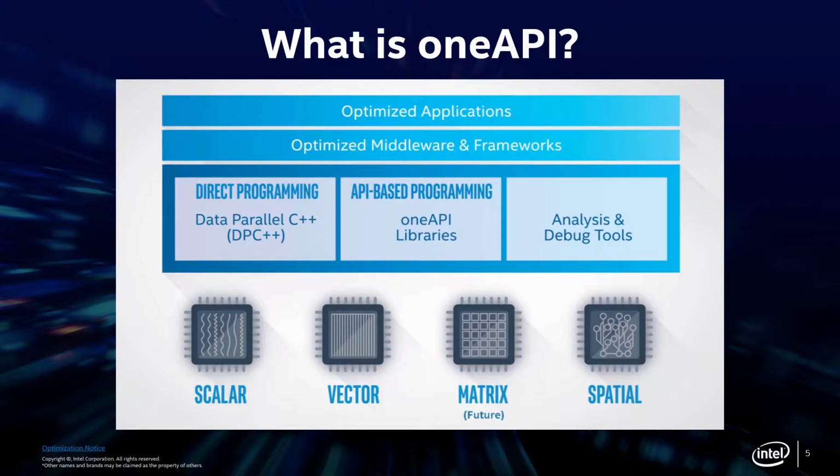So oneAPI is actually a unified cross-industry initiative for an open standards-based cross-architecture programming model. What that also means is it's basically a collection of programming interfaces and APIs that are optimized on the Intel platforms. This eliminates the need for developers to maintain separate code bases, tools, and having to maintain multiple languages. In turn, that allows for high performance and efficiency across all the XPU accelerators in the ecosystem.